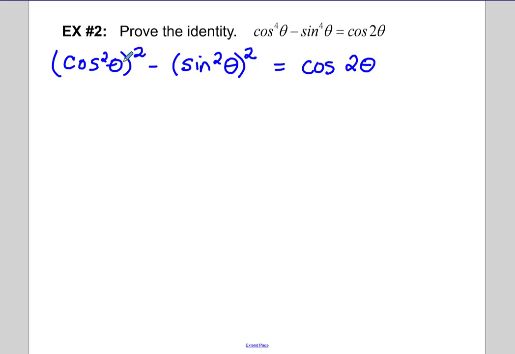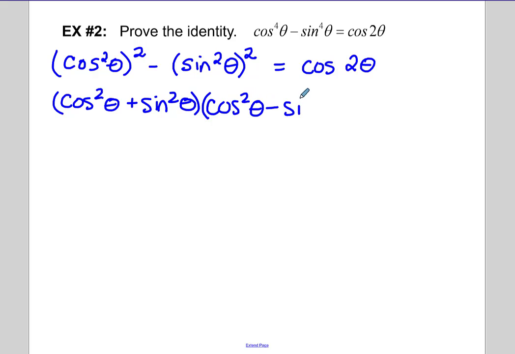Now, do you recognize that this term squared minus this term squared is the difference of 2 squares, which allows us to factor the cosine squared of theta plus the sine squared of theta, and then times the quantity cosine squared theta minus sine squared theta. So we factored the difference of 2 squares as the product of 2 binomials. So is that equivalent to cosine 2 theta?